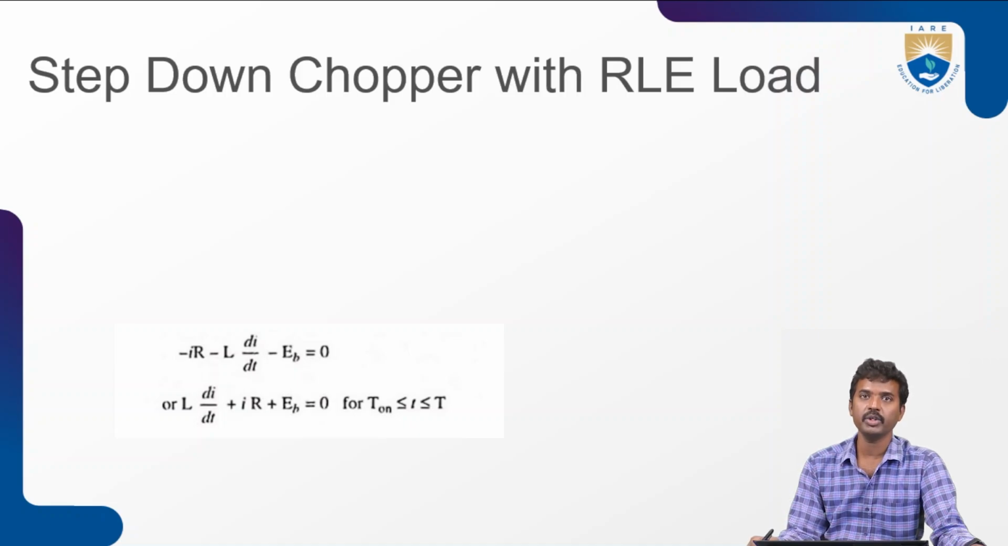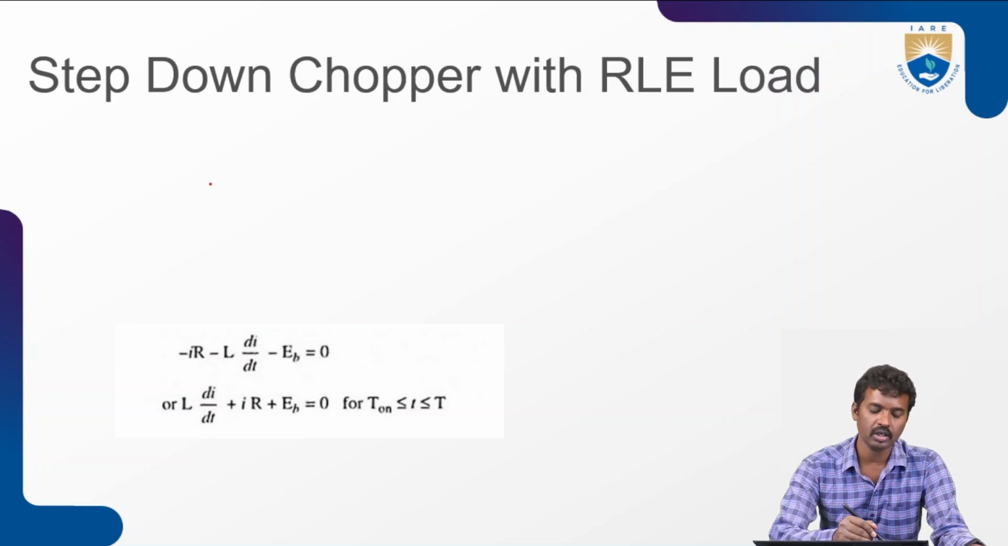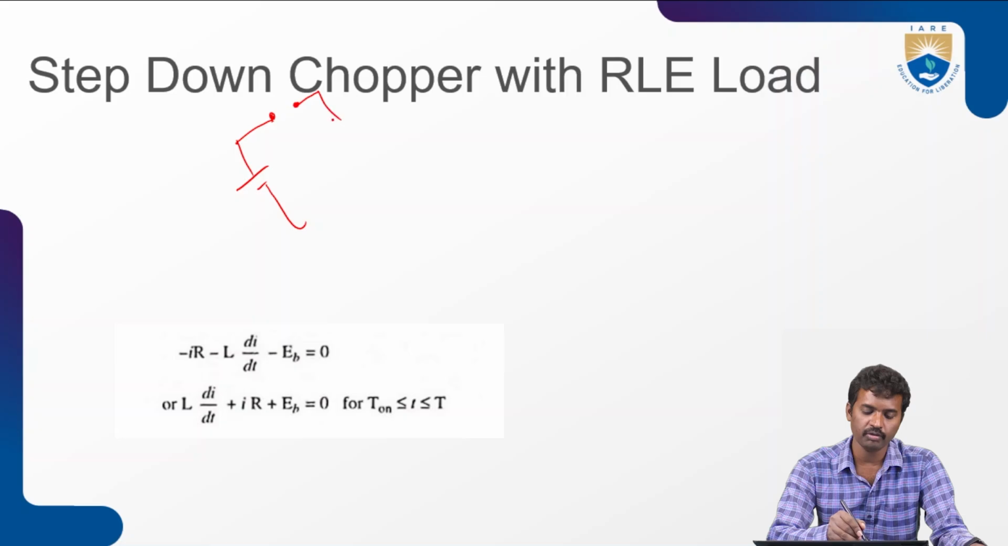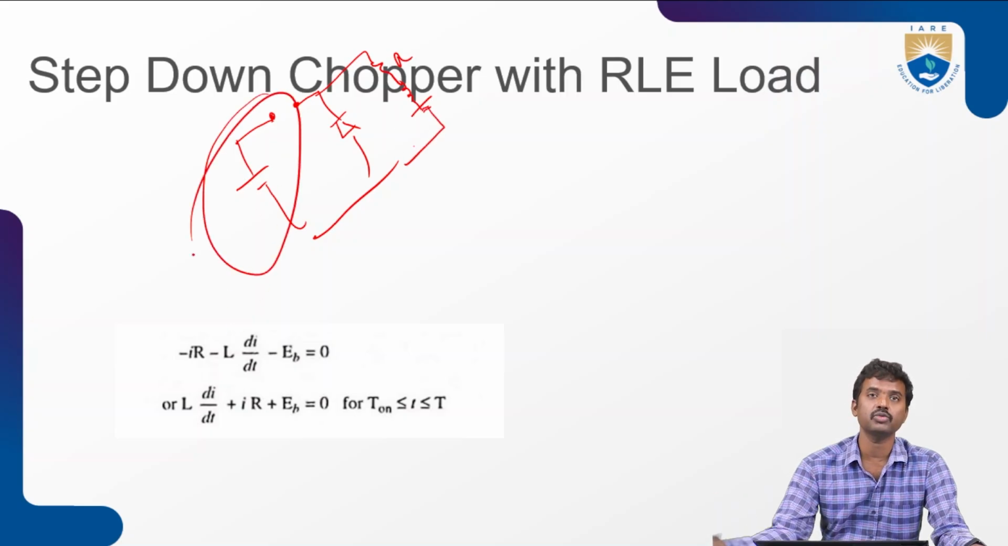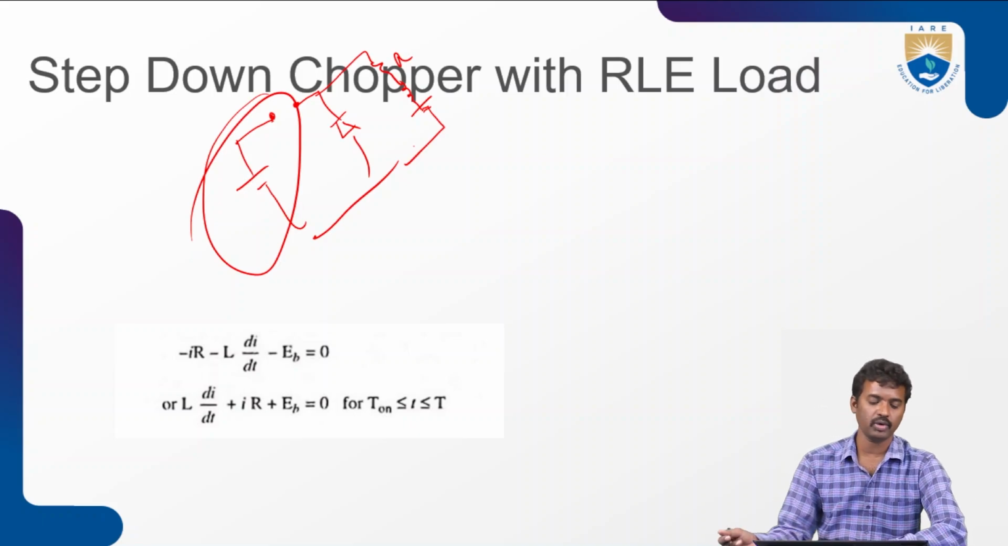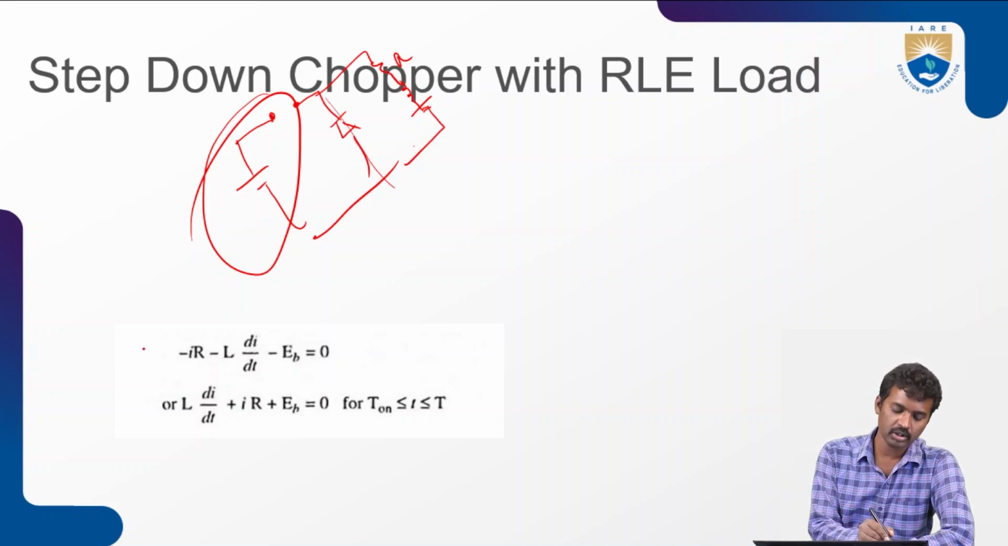When it is turned off, the supply voltage is 0. The switch is an open circuit and the freewheeling diode comes into the picture, along with R, L, and EB. In this case the voltage source is redundant, its value is 0, like a short circuit. Same equation: minus I into R minus L into di/dt minus EB. So this is the equation.